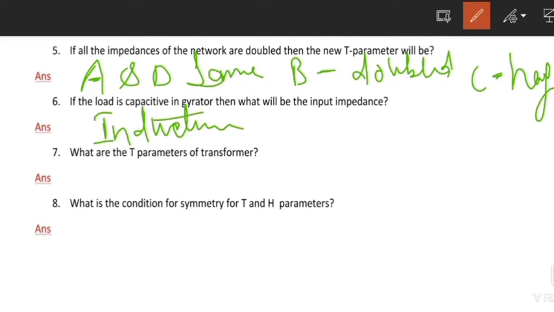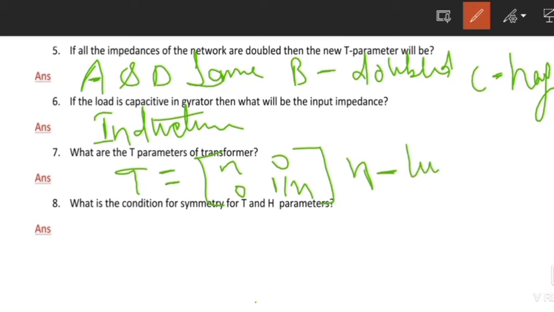Next question, what are the T parameters of a transformer? In a transformer, we can only find out T parameters. We cannot find out Z and Y parameters, because in an ideal transformer, we assume that self-inductance and mutual inductance both are infinite. So the T parameters of a transformer will be N, 0, 0 and 1 by N. Here N is the turn ratio.